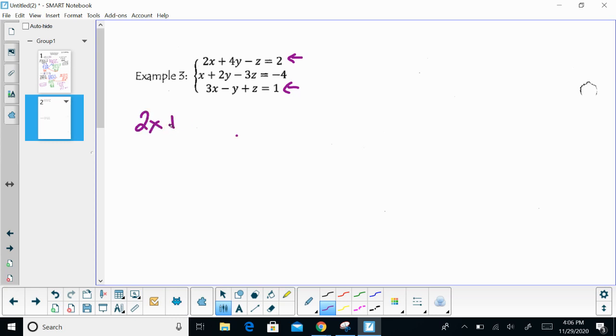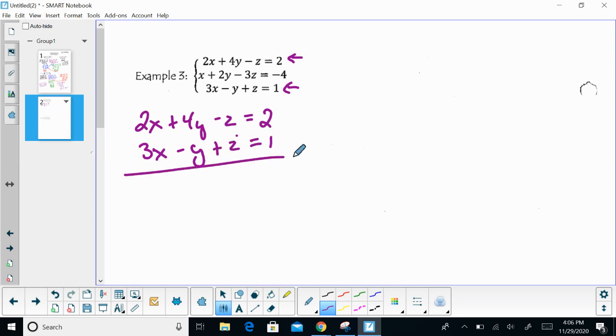So 2x plus 4y minus z equals 2, and 3x minus y plus z equals 1. Doing my elimination, I would have 5x plus 3y equals 3.